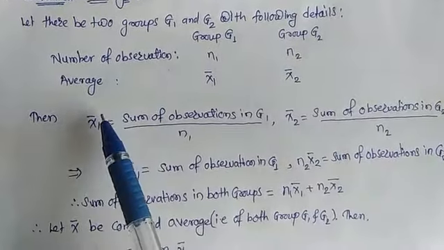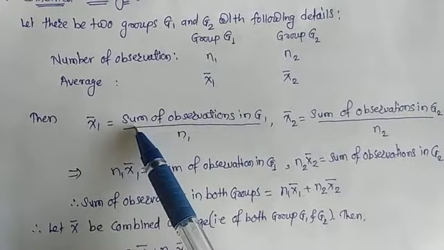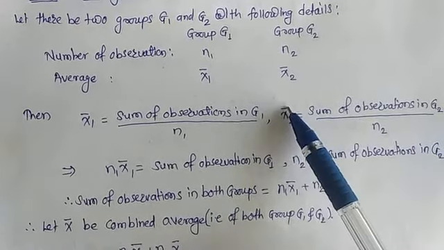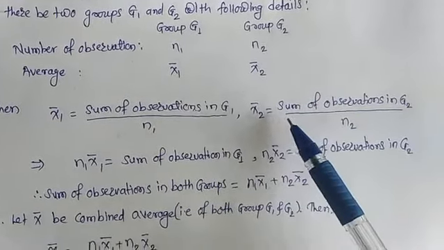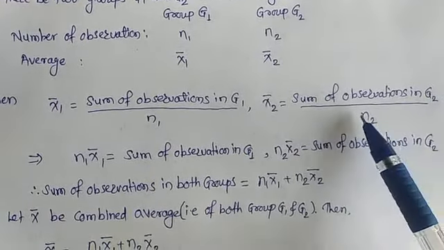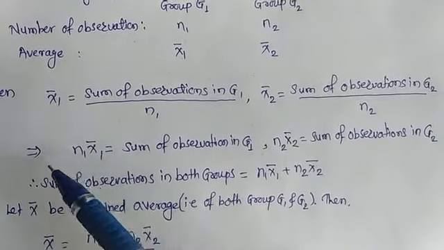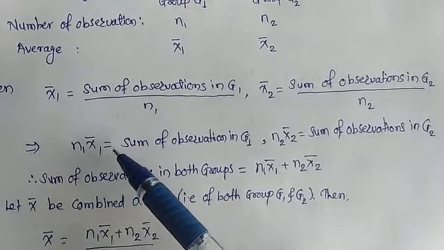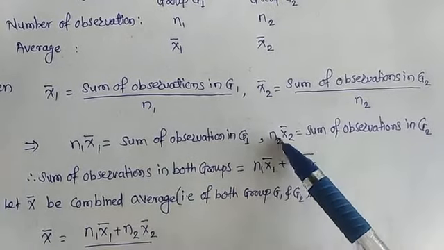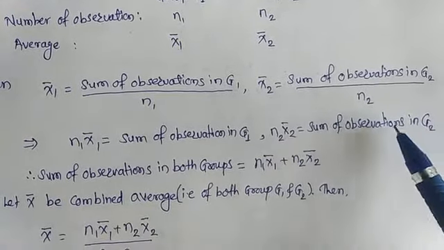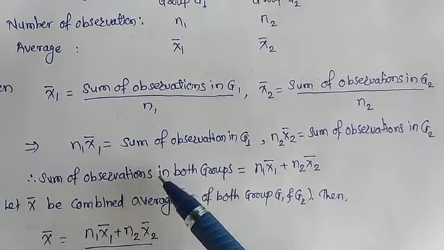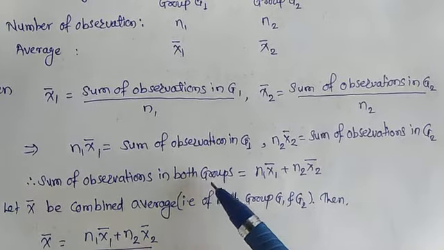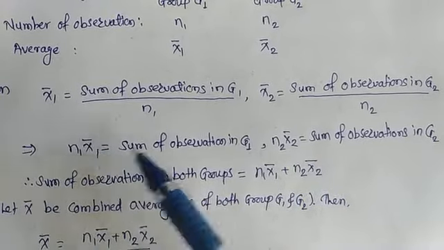Then X1 bar, which means the average of group 1, is equal to the sum of observations in G1 divided by N1. Similarly, X2 bar, the average of group 2, is equal to the sum of observations in G2 divided by N2. So from this step, N1 X1 bar is equal to the sum of observations in G1, and N2 X2 bar is equal to the sum of observations in G2. Therefore, adding both, the sum of observations in both groups G1 and G2 is equal to N1 X1 bar plus N2 X2 bar.